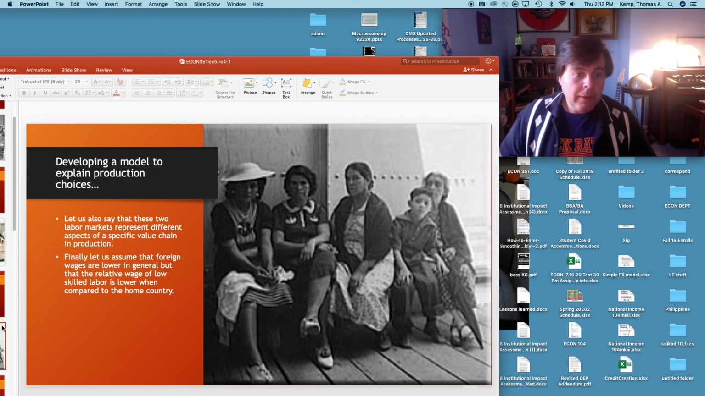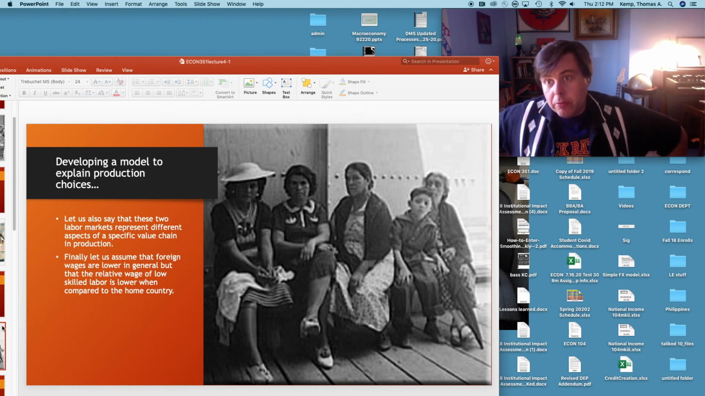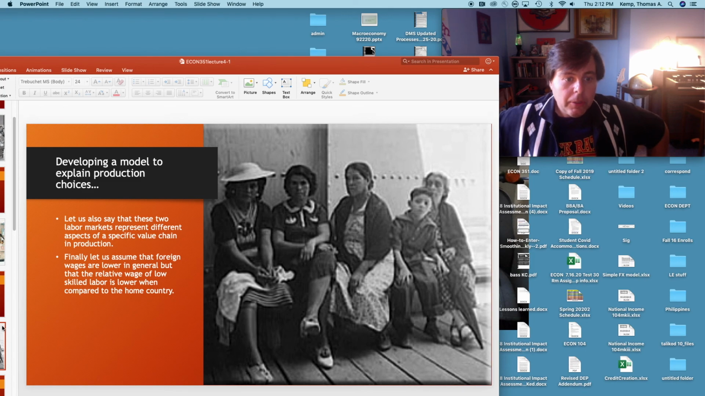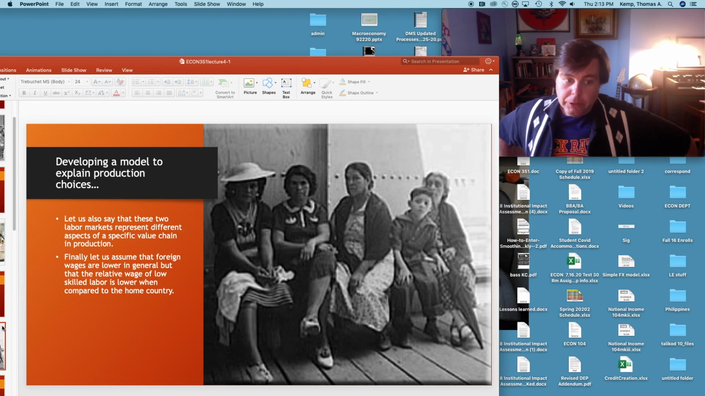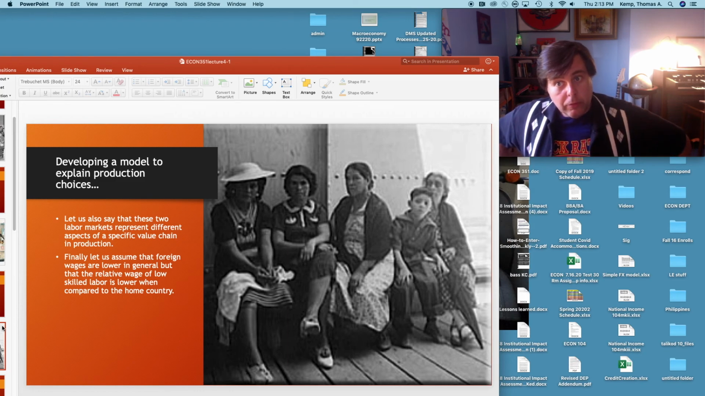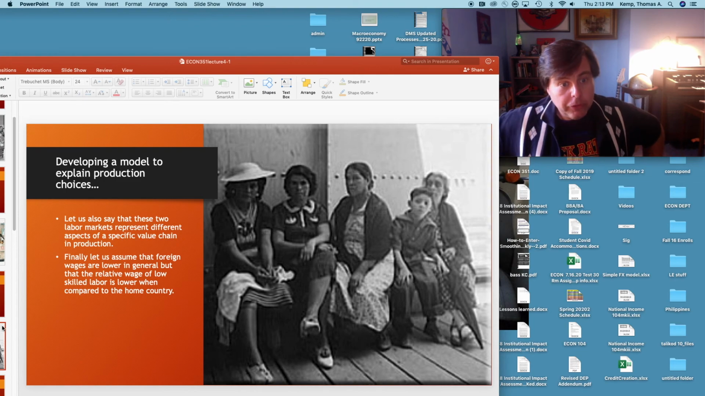Okay. We're going to assume, just for this case, right? We don't have to assume this. We can change this assumption, but just to sort of show, we're going to assume that the foreign wages are lower in general, but that the relative wage of low-skilled labor is lower when compared to that of the home country. Okay, so there's a little bit to unpack there. So let's read that again. I'm going to assume that foreign wages are lower in general. So whether it's high-skilled or low-skilled, we're going to assume that foreign wages are lower than they are at home. But that the relative wage of low-skilled labor is lower when compared to the ratio in the home country.